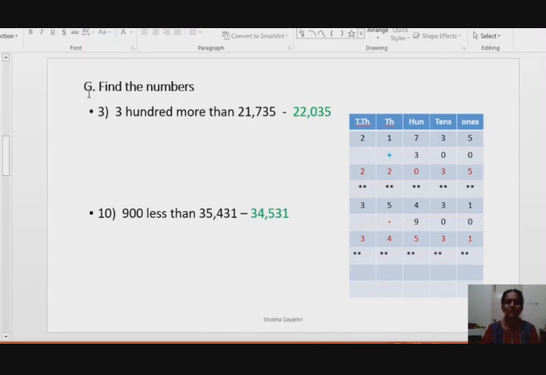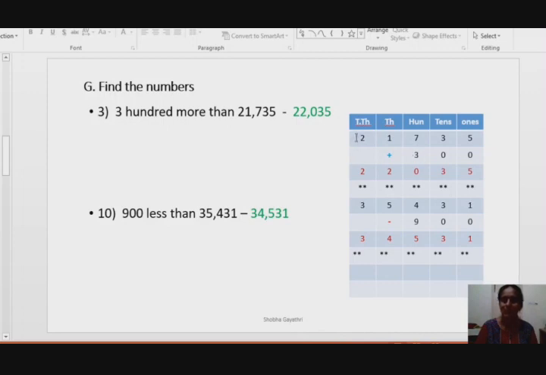Now next question is to find the numbers. How to find the numbers? They have given one condition. It is 300 more than 21,735. Children, more than means what? It is you have to add, right? You have to add 300 to 21,735. While adding, observe the place values properly.